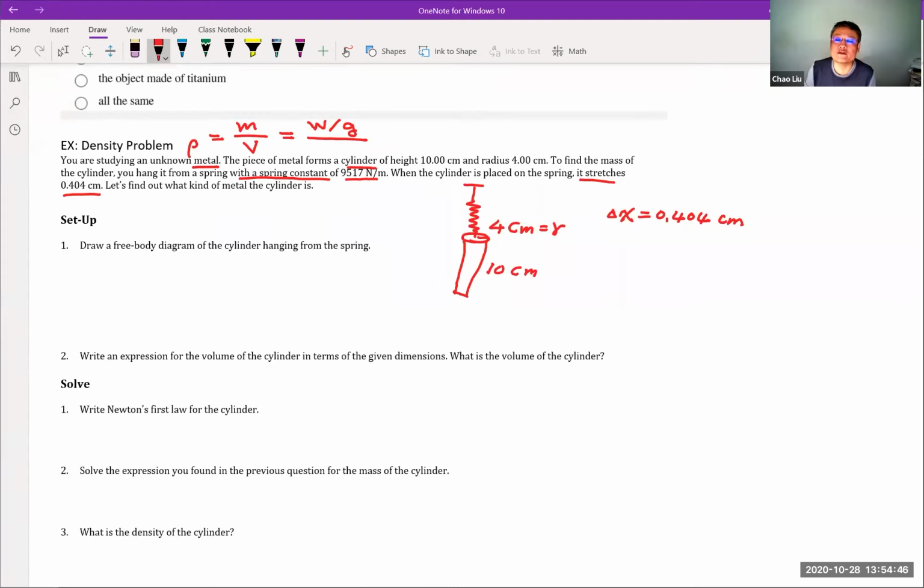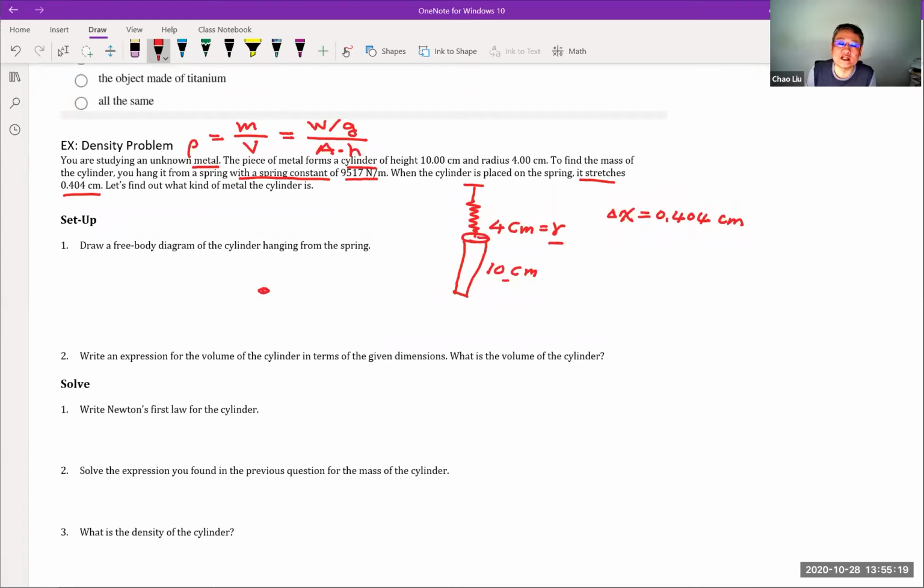What is the volume of this object? Well, this is a cylinder, so the volume is going to be the area times the height. We are given R, so pi R squared is the area, and times the 10 centimeter, that is your height. So you got the bottom part already. What we need is, can we get the weight of the object?